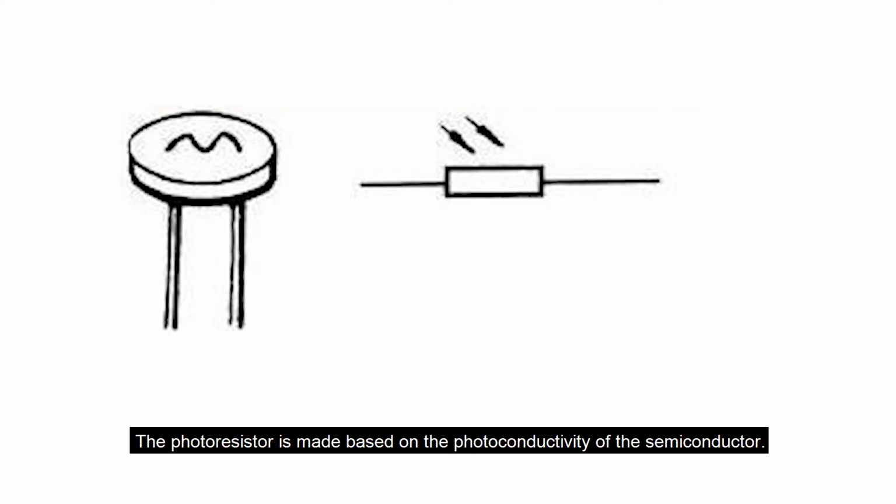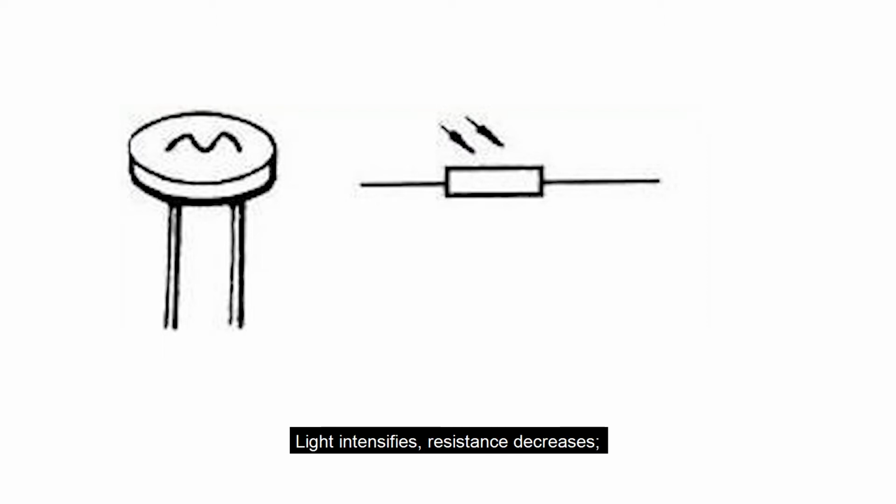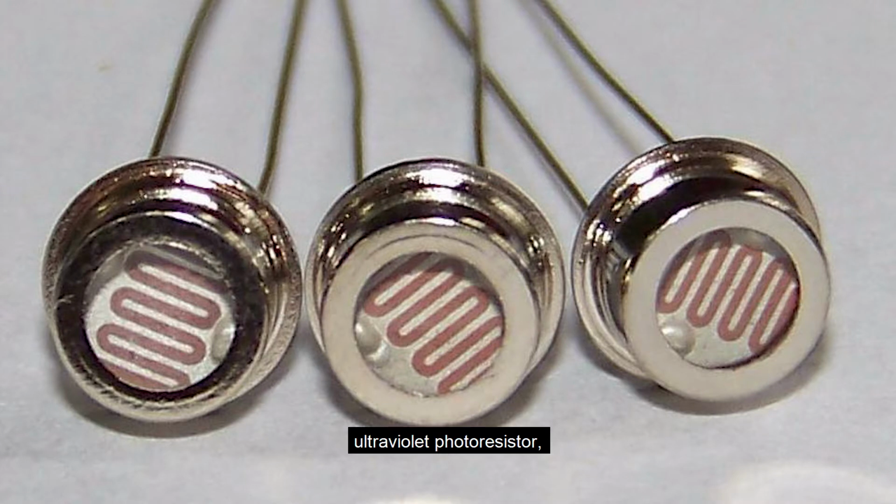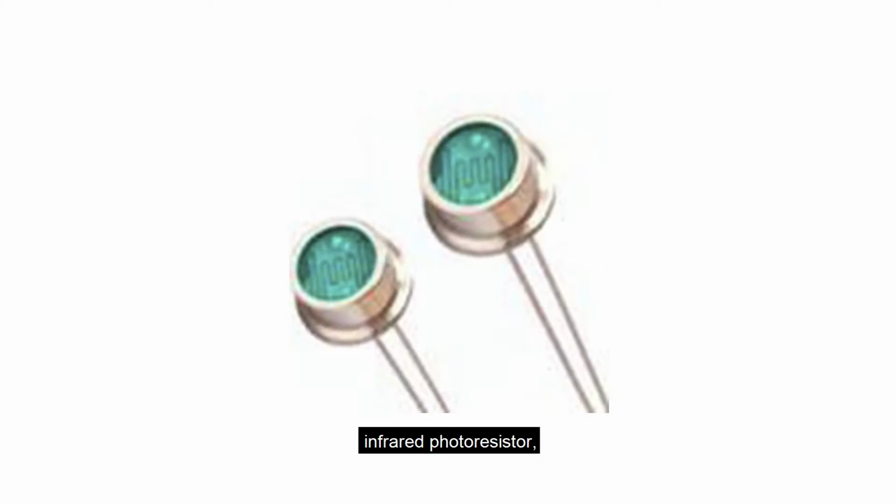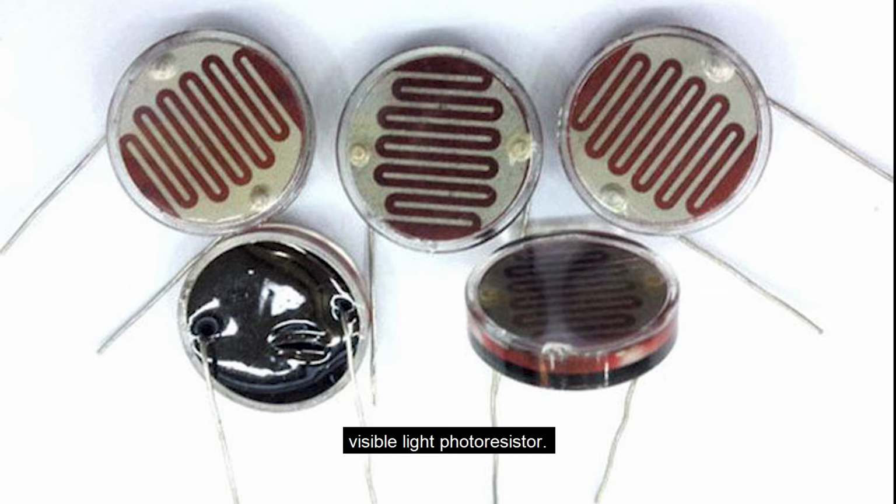The photoresistor is made based on the photoconductivity of the semiconductor. The resistance will change with the intensity of the incident light. Light intensifies, resistance decreases. Light weakens, resistance increases. According to the spectral characteristics of the photoresistor, it can be divided into three kinds: ultraviolet photoresistor, infrared photoresistor, visible light photoresistor. And in this experiment, we use visible light photoresistors.